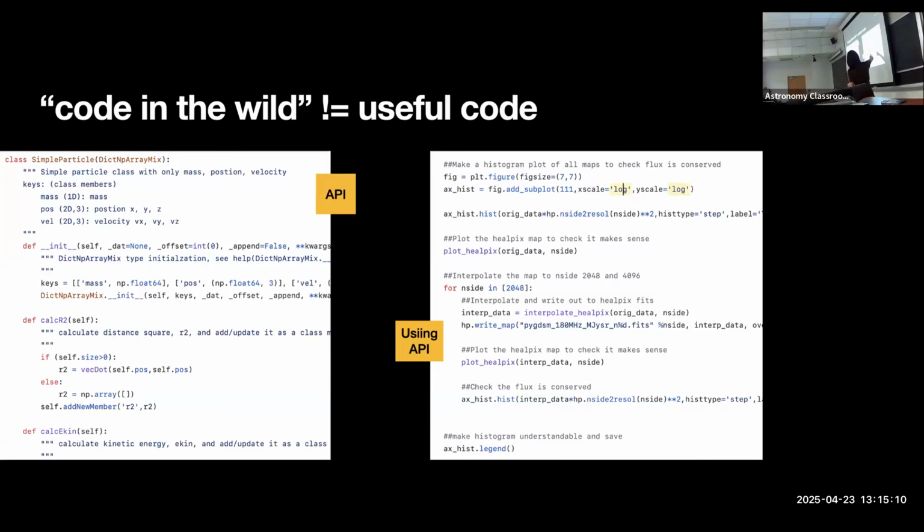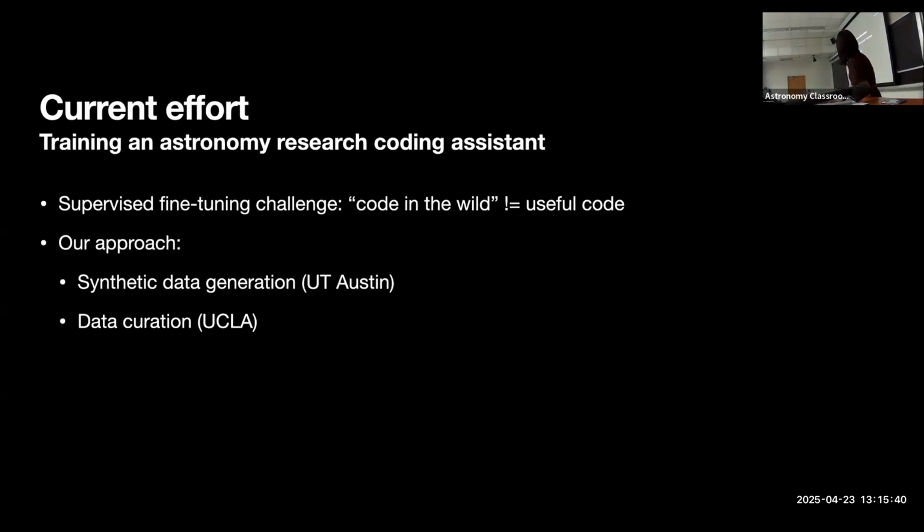On the other hand, this type of code is much rarer, but this is what we want. It does something: it makes a histogram, then plots a map, and then interpolates the map. So this is a step-by-step workflow that you would be able to follow. But this type of code is small. So one of the key challenges we're trying to tackle is how do we get more and more of this type of code, and that's what the current effort is focused on.